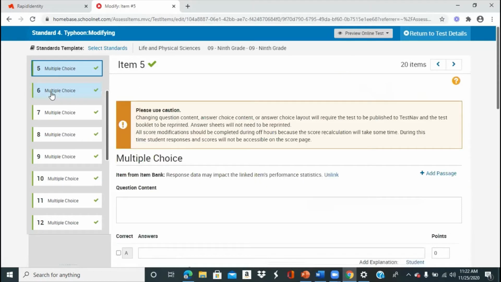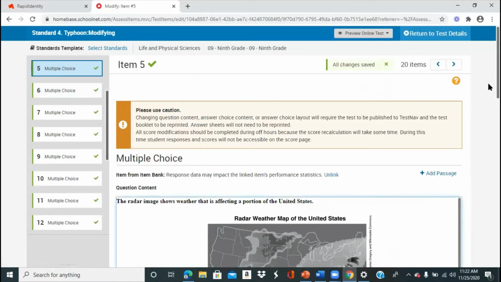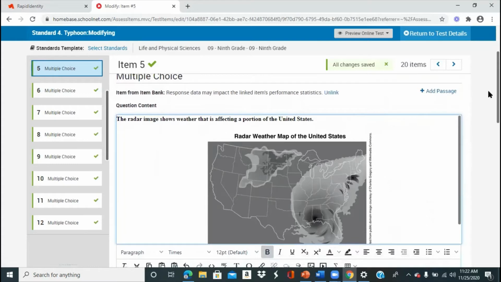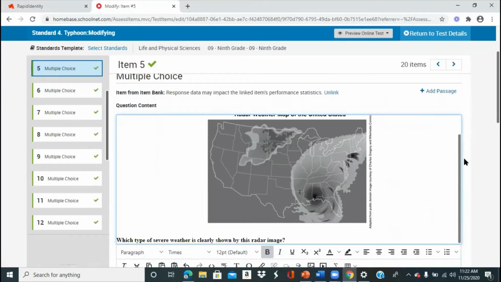So on item number 5, you see here the radar image shows weather that is affecting a portion of the United States. The radar weather map of the United States shows this particular image. The question is, what type of severe weather is clearly shown in this map? So when we say severe weather, you only have two options. It's either tornado or typhoon or hurricane.